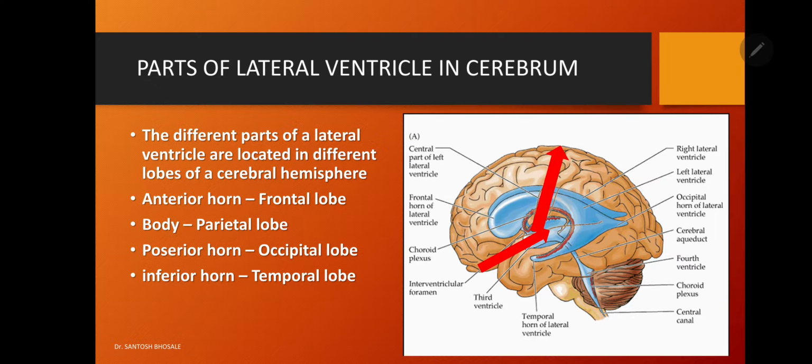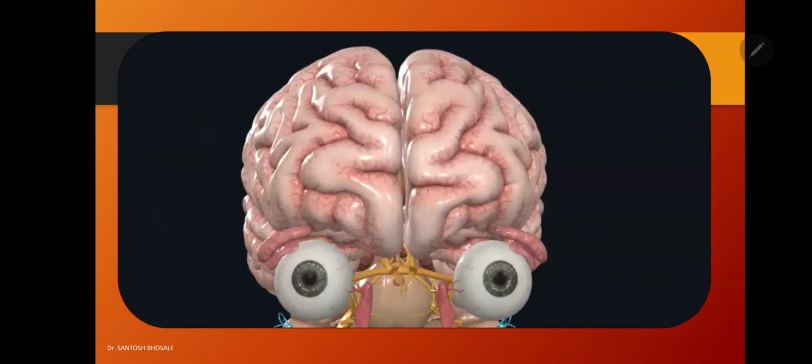So the anterior horn is also called the frontal horn because it is located in the frontal lobe. And you can see the body, it is in the parietal lobe, and the posterior horn is in the occipital lobe, and the inferior horn is in the temporal lobe. So these are the different parts of the lateral ventricle lying in the different parts of the cerebral hemisphere.